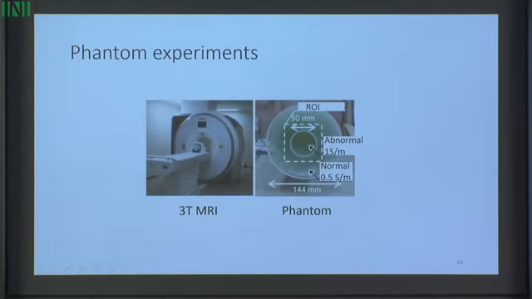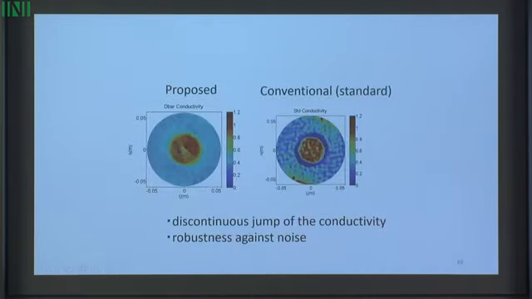Okay, and next we conducted phantom experiments. We made this kind of phantom body which has a domain with higher conductivity compared to the background. We inserted this phantom body into the 3 Tesla MRI, and this is the result. Again, the proposed method identifies the abnormal domain with high conductivity. But the conventional method has a large error at the interface between the true normal and abnormal conductivity values, and it's also sensitive to noise.